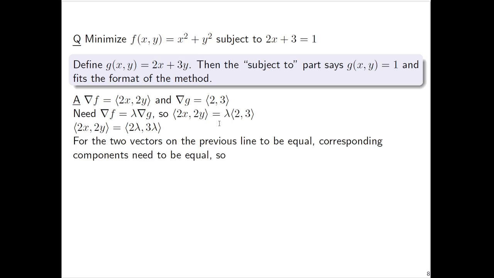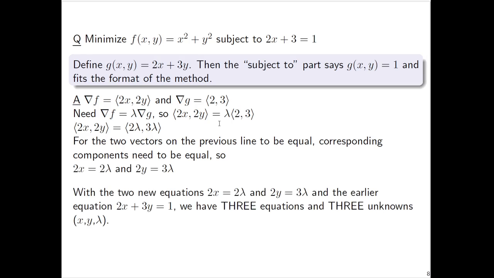So for these two vectors, 2x comma 2y and the vector 2 lambda comma 3 lambda to be equal, the corresponding components need to equal. So we'll set 2x equal to 2 lambda and set 2y equal to 3 lambda. And so from these equations, and the earlier equation 2x plus 3y equals 1, that's originally at the top, again, sorry for the typo, then we're going to have three equations and three unknowns. Right? The three unknowns are x, y, and lambda.